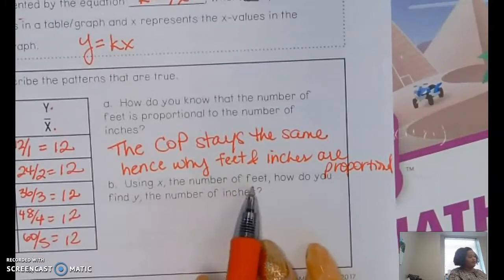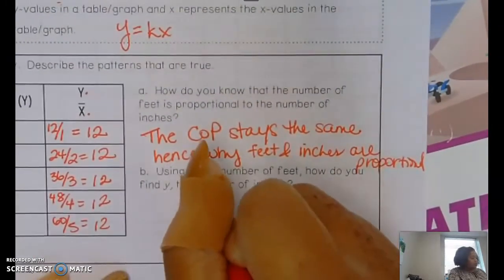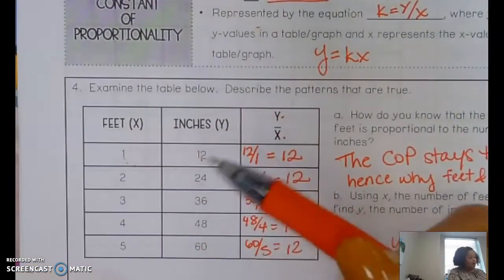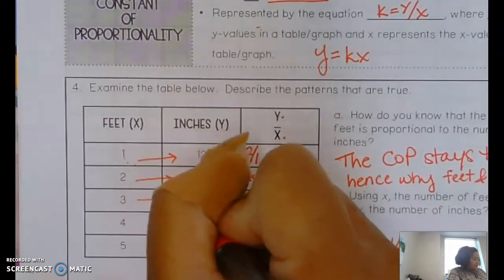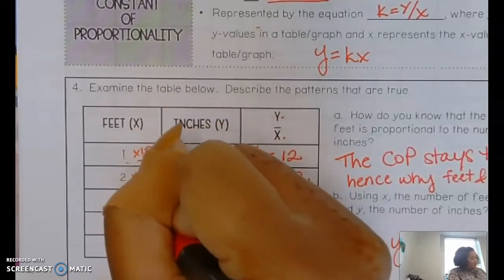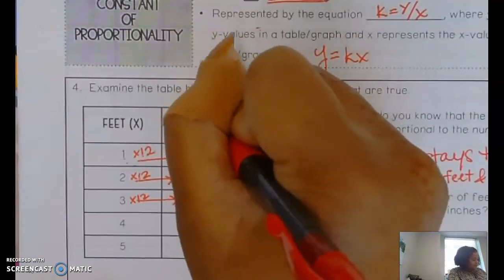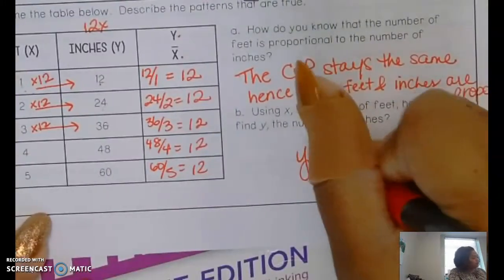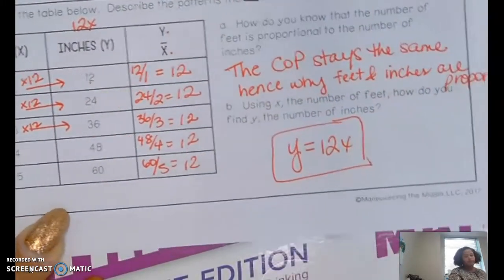Using x, the number of feet, how do you find y, the number of inches? So y equals, what am I doing to x to get y? From here to here, here to here, here to here, I am multiplying by 12. So this is 12x equals y. Y equals 12x. Okay.